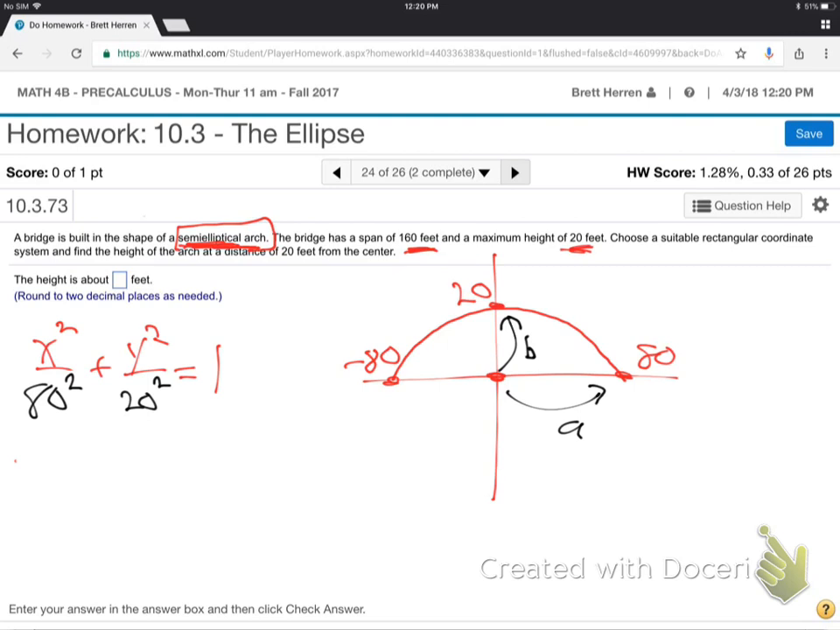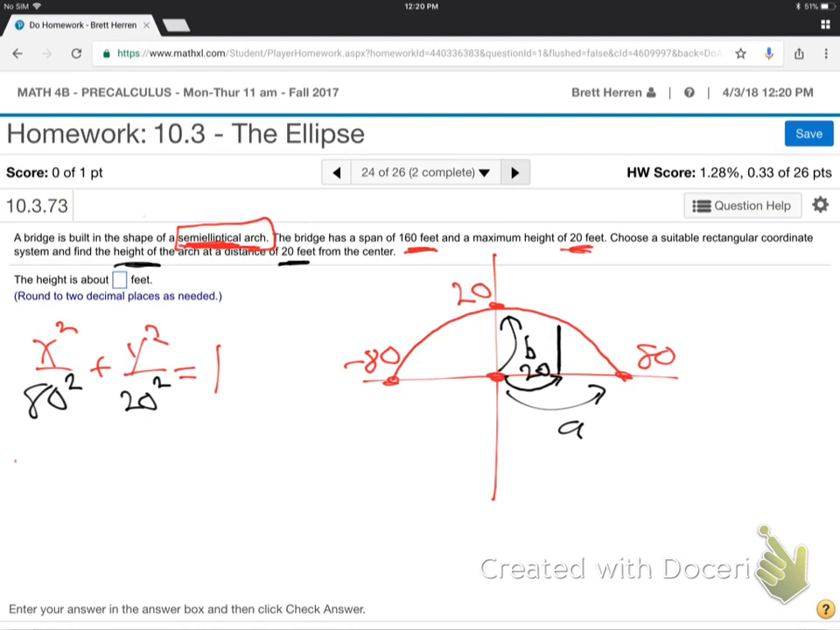Okay, now that axis system really helps. Now we're ready to answer the actual question. That is the equation. We've got the equation at this point, don't we? What's the question? Find the height 20 feet from the center. So that means if you go over 20 feet, how much clearance is there going to be?